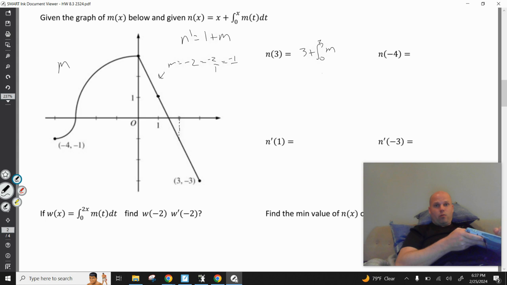Or down 1 over a half. This is the point 0, 3, this is the point 1.5, 0, this is the point 2, negative 1, this is the point 3, negative 3. Okay? So, 0 to 3 incorporates this triangle, 1/2 base of 1.5, height of 3.